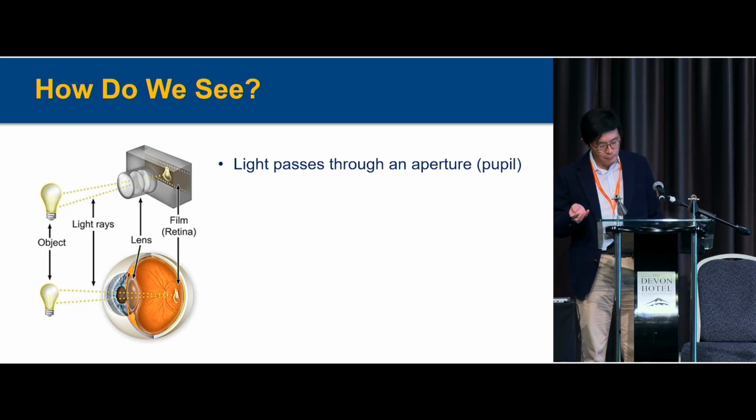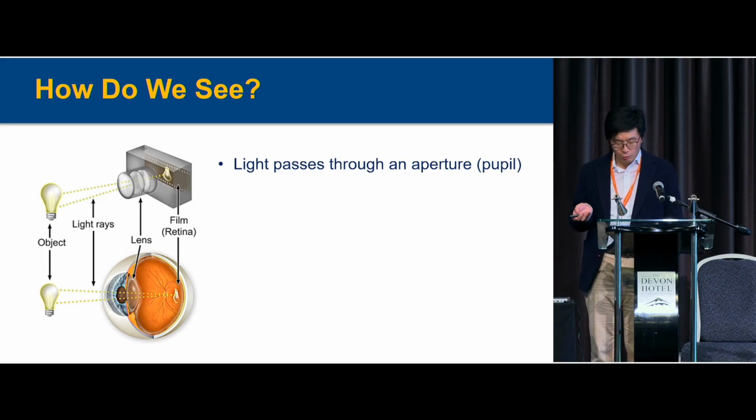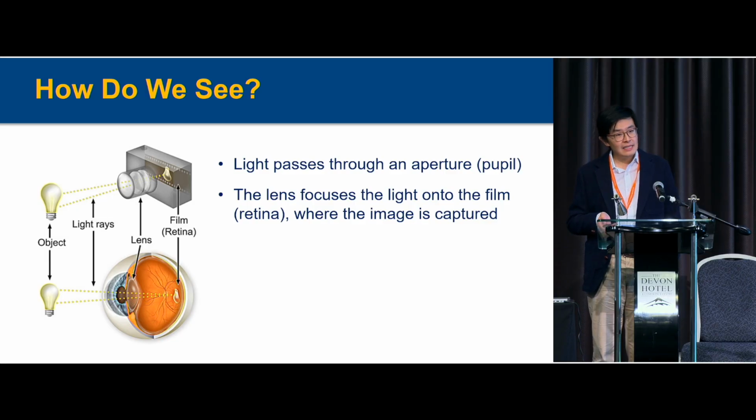So the eye basically works the same as a camera. We want light to pass through an aperture, a little hole, which in the eye is the pupil, and the purpose of the machinery of the eye is to get that light onto the retina. The way it does that is it uses the lens at the front of the eye to focus light onto the film, where the image is captured.